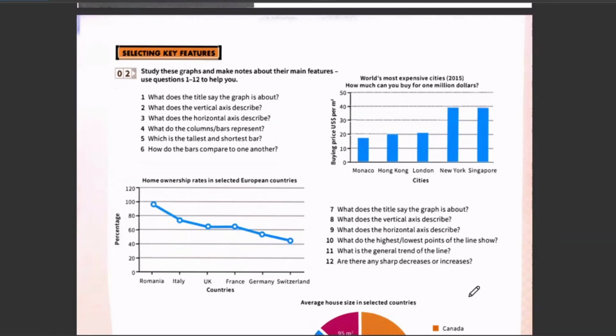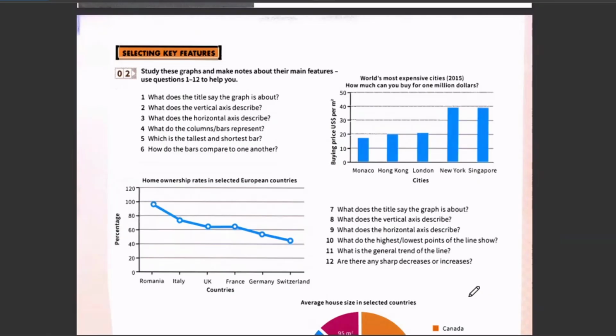Look at the first one. Let's look at the first one. In number one, in the first diagram that we have, it's a bar chart, right? Yes. So here we have 6 questions regarding this bar chart. Here in number one, it asks, what does the title say the graph is about? Can you tell me what is this graph about? What does the title of this graph say? The world's most expensive cities. Right. So the title talks about the world's most expensive cities, right?